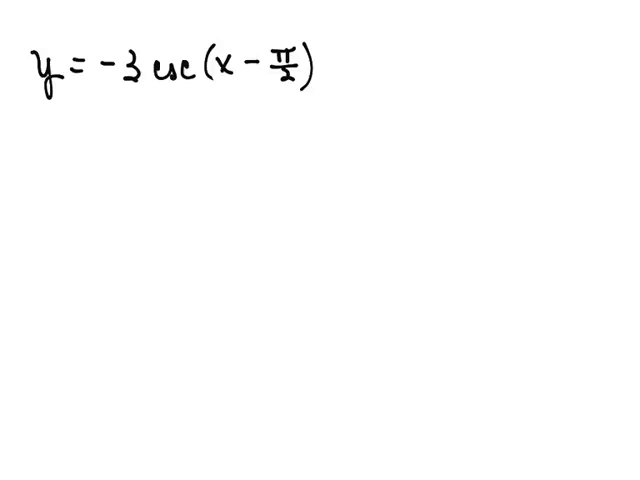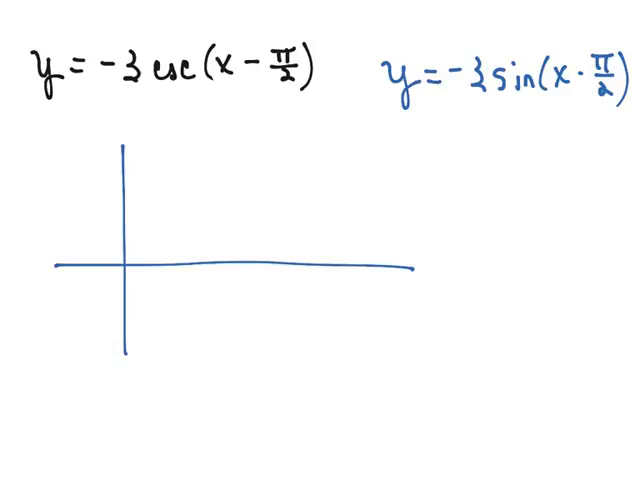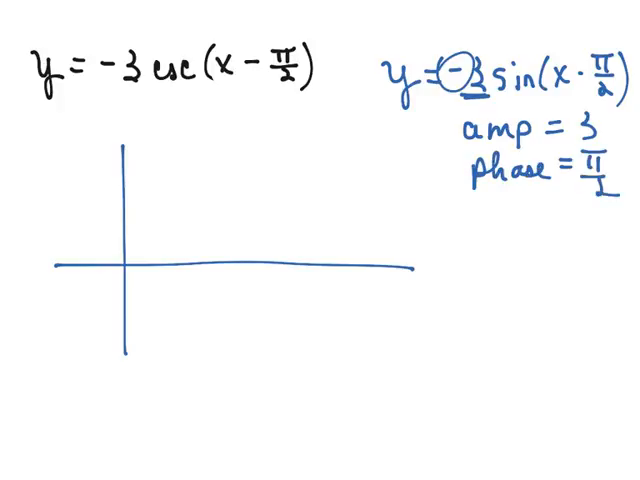To graph y equals -3 cosecant of x minus pi over 2, I want us to think about what the graph of y equals -3 sine of x minus pi over 2 would look like. So the sine graph, this particular one would have an amplitude of 3. It would be upside down because of the negative sign, and then we have a phase shift of pi over 2 to the right.